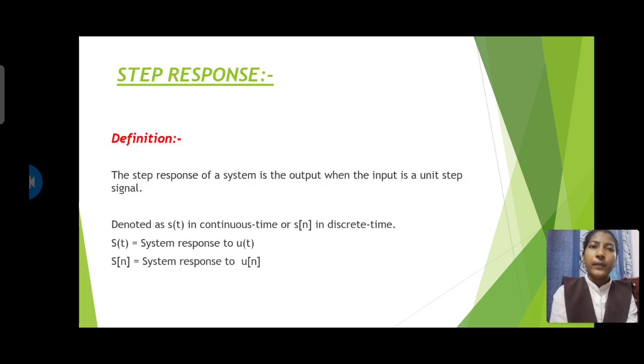And what is step response? Previously we said that if we give input as impulse signal we get impulse response. Here also, if we give input as unit step signal we get step response. It is denoted as s of t for continuous and s of n for discrete. So s of t is equal to system response to u of t, and s of n is equal to system response to u of n.